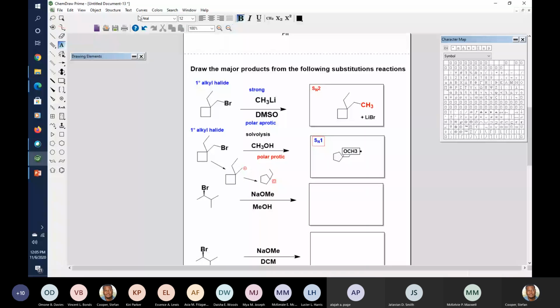All right. Let's move the alpha group down a little bit. Can't believe we went to the same spot. What is going on with ChemDraw today?